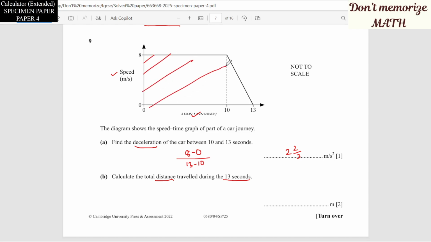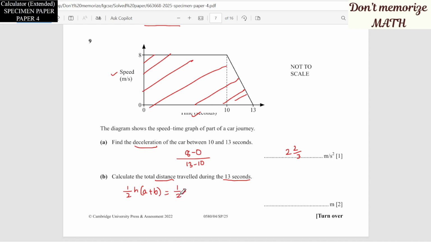You can see a rectangle and you can see a triangle. Find the area of the rectangle plus the area of the triangle, then you will get the total area. Otherwise you can see this is a trapezium. For the area of a trapezium, we have the formula half h times a plus b, where a and b are the parallel sides. We are using the trapezium formula here.